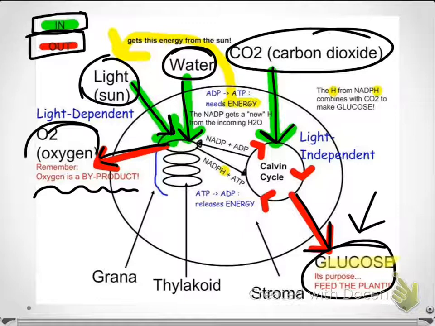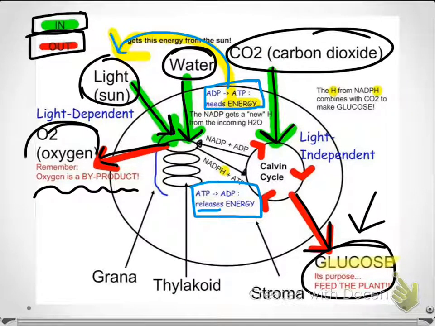A couple other things you need to remember is that ATP to ADP releases energy. Now ADP to ATP, so di to tri, needs energy, which if you see this arrow here, this energy is from the sun. So the sun gives the energy to make your ADP back into ATP.